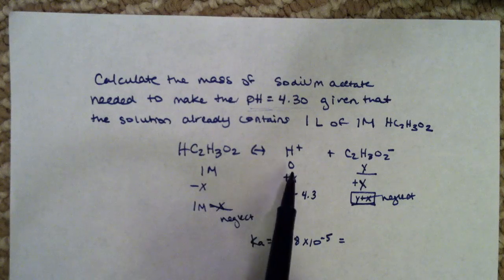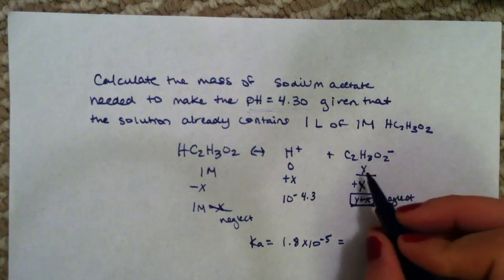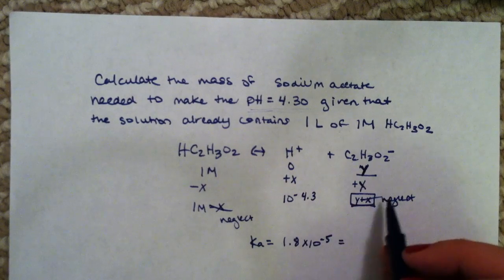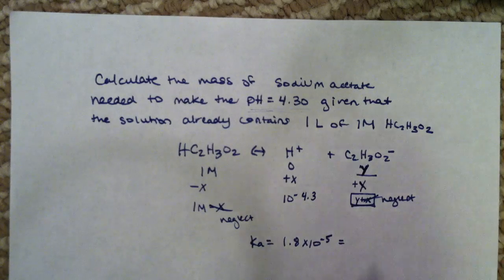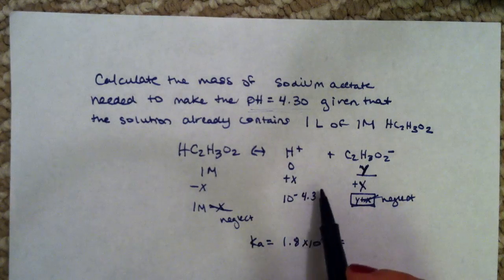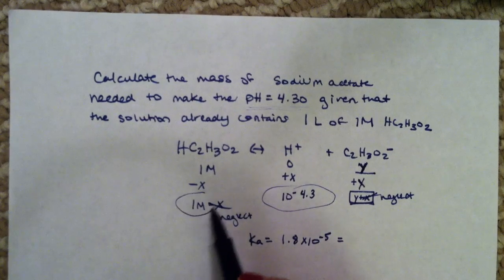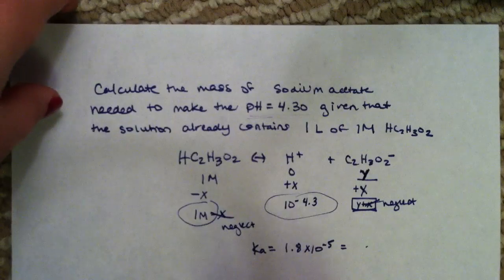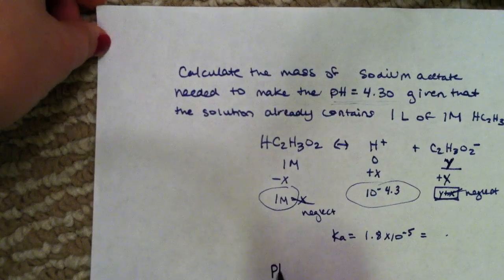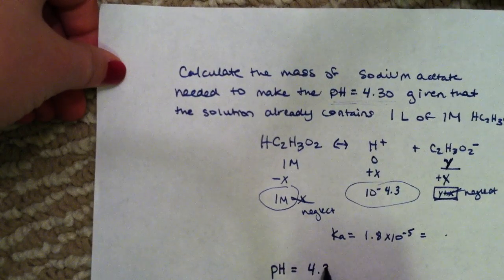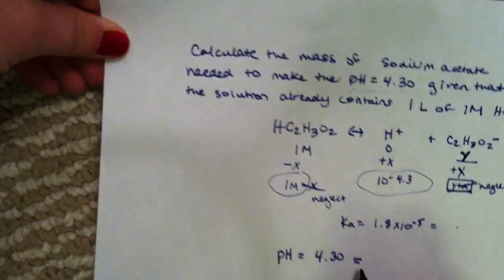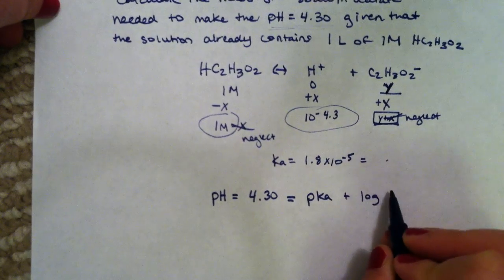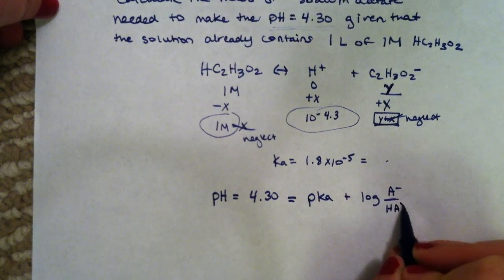We have 1 molar, nothing, and Y amount of acetate. We know that we'll lose X, add X, add X, and we neglect whatever X gets added there. So we have numbers here and here that we could use to solve in the Ka expression. Alternatively, we know that the pH needs to be 4.3. We also know that pH equals pKa plus the log of A minus over HA.